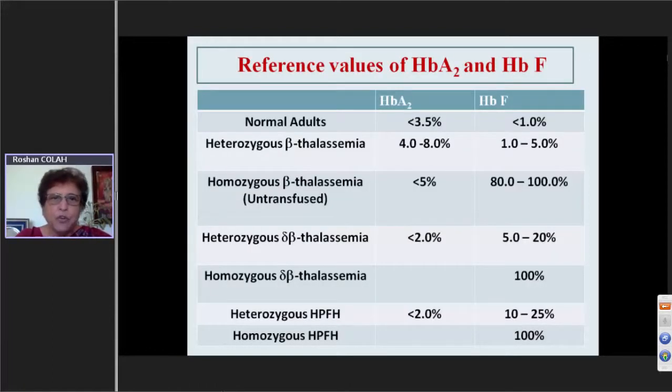We just look at a few of the normal reference values. Now, normal adults usually have less than 3.5% A2, and fetal hemoglobin is also usually less than 1.